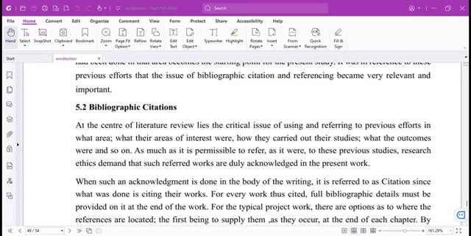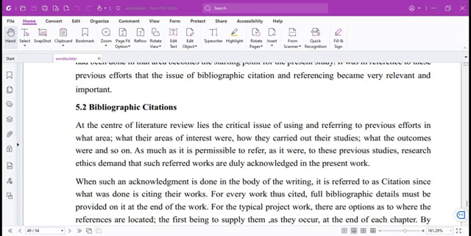As much as it is permissible to refer to these previous studies, research ethics demands that such referred works are duly acknowledged in the present work. Of course, you didn't do the work. They did the work. You did not do it. It is their work. So the least you could do is to acknowledge that this work was done by so and so person.